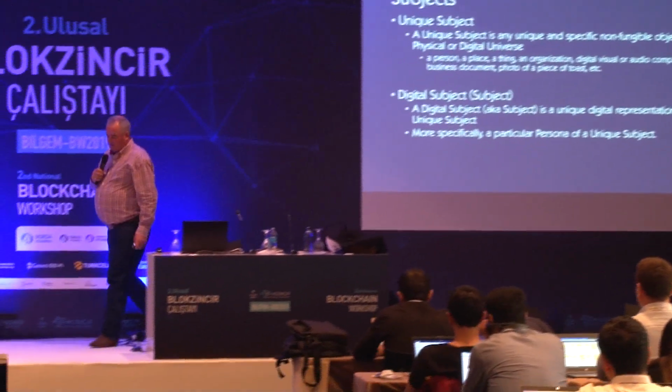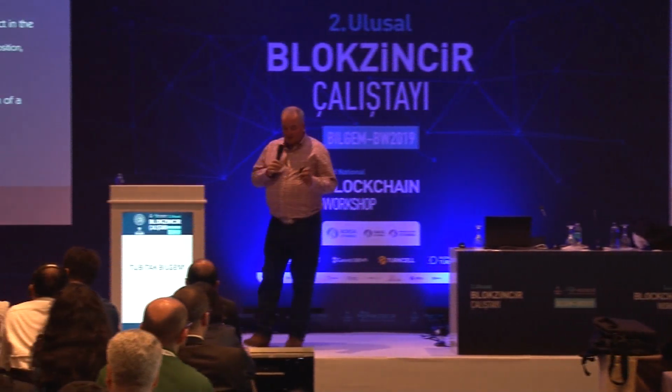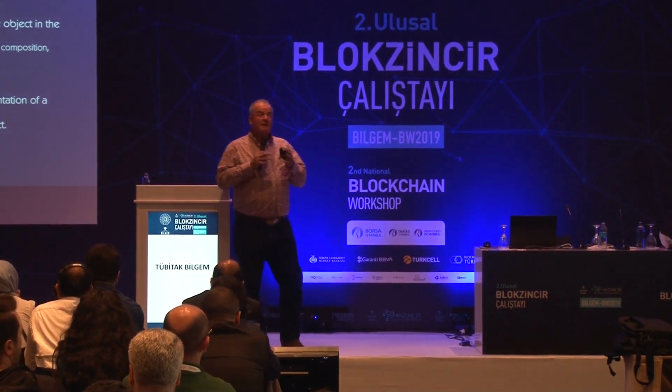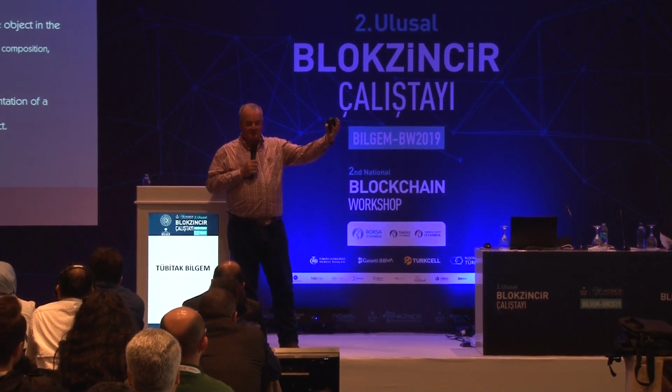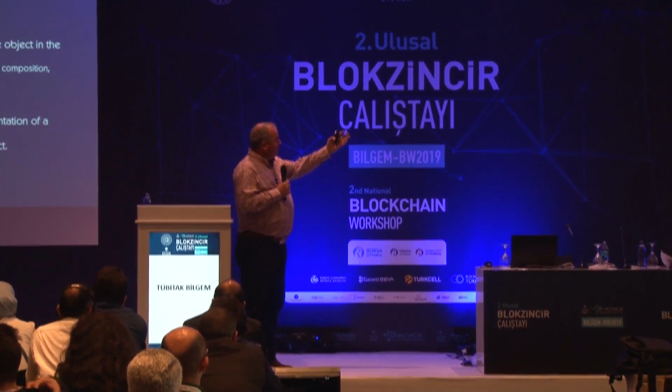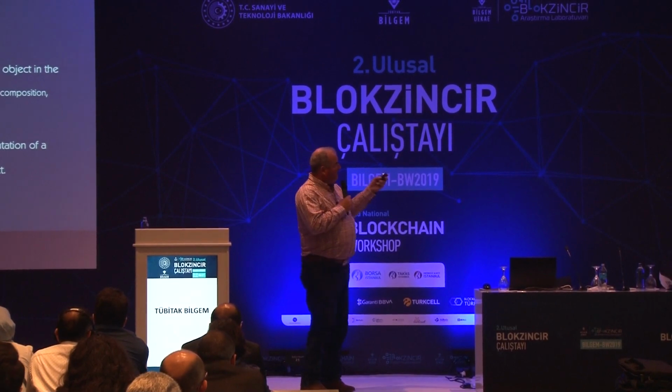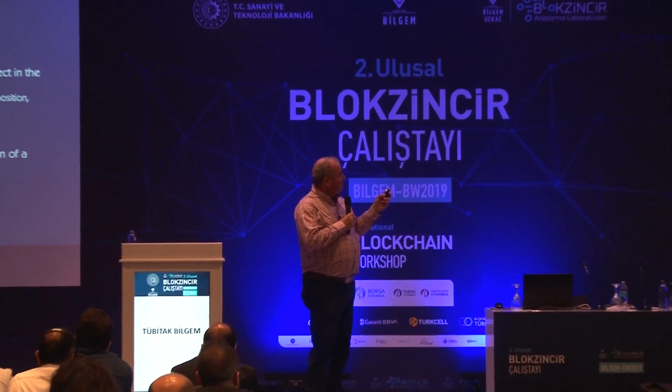So what's a subject? When we're talking about a digital identity, it has to relate to something, and that something we call a subject. If we think of a unique subject, it's any unique or specific non-fungible object in the physical or digital universe. So it's the real thing that we're talking about. It's the person, or it might be the car, or a laptop, or a business document, a purchase order, an invoice. That's the unique subject.